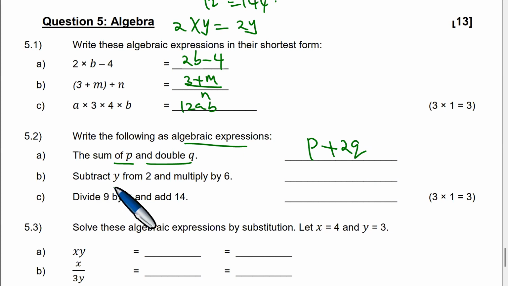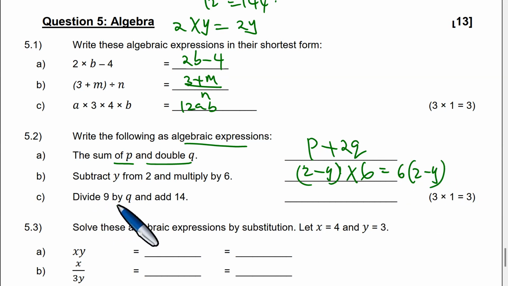p plus 2q. Subtract y from 2. So y minus 2. Subtract y from 2 and multiply it by 6. What's the answer? Subtract y from 2 and multiply by what? By 6. So you can write it as 6 into 2 minus y if you want.